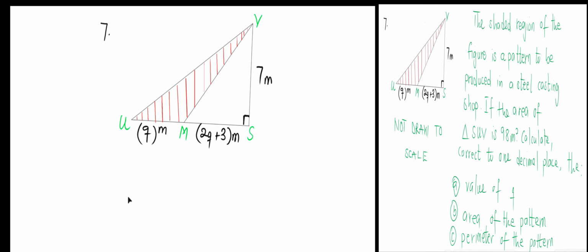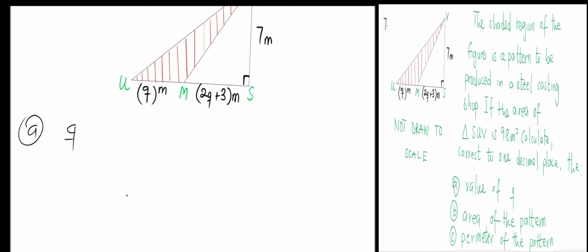So in this diagram, we have been given the area of triangle SUV to be 98 square meters, and we are to find the value of Q, which is the first question. So given the area, we have to state the formula for finding the area of a triangle. Okay, so let us start work. We start with question 7a. So we have to find the value of Q.